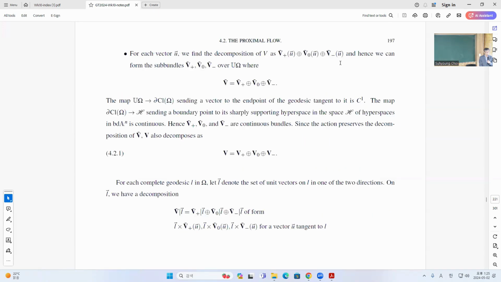So for each vector u, you define this decomposition, and of course the map sending u to the endpoint is C1, and the map to the hyperplane is also C1. These are continuous, so these are continuous bundles. These are topological decompositions. And then over the flow lines, you have this decomposition, which is actually constant. As you go along, you don't change these endpoints and also the hyperplanes.